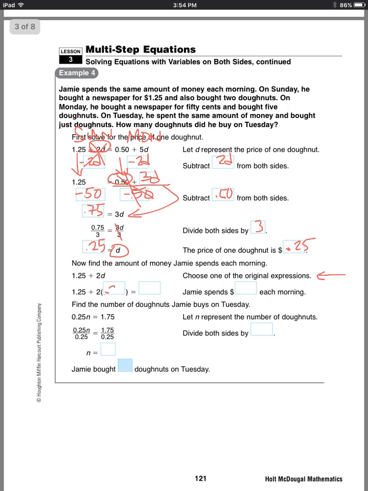So 0.25. Now 2 times 0.25 is 0.50. And 1.25 plus 50 cents is $1.75. So Jamie spends $1.75 each morning. So if we know that each donut costs 0.25, we can find the number of donuts by dividing 1.75 divided by 0.25. So we're going to divide by the coefficient of 0.25, and we are going to get the number of donuts equaling 7. So Jamie bought 7 donuts on Tuesday.